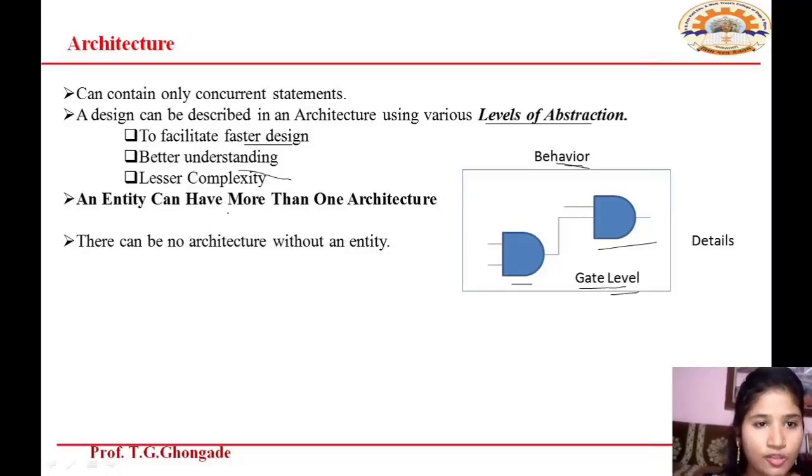Then a few more rules. An entity can have more than one architecture. It means that you can have an entity which has multiple architectures, but you don't have an architecture without an entity. It means that you can't tell the circuit what it is going to do without knowing what the inputs and what the outputs are.